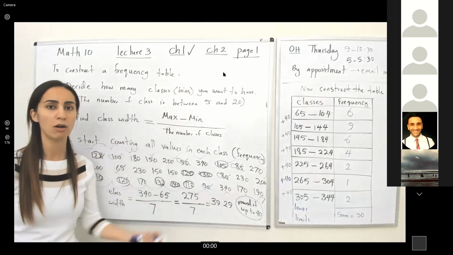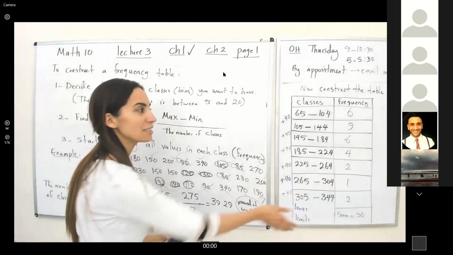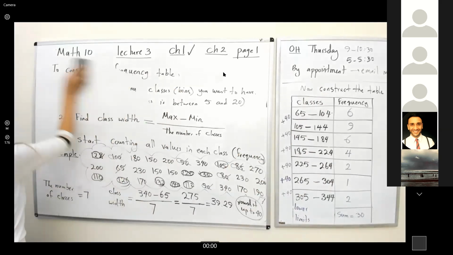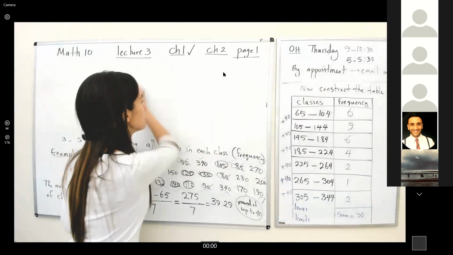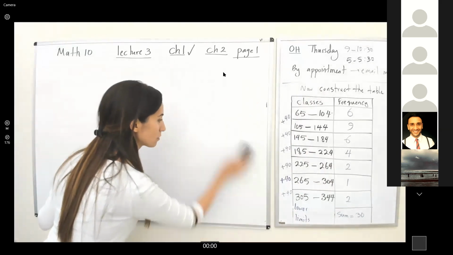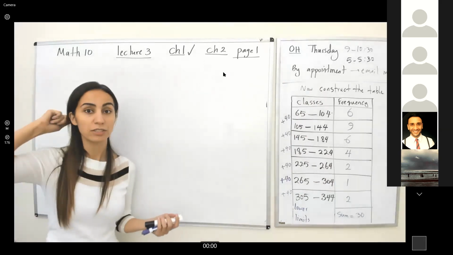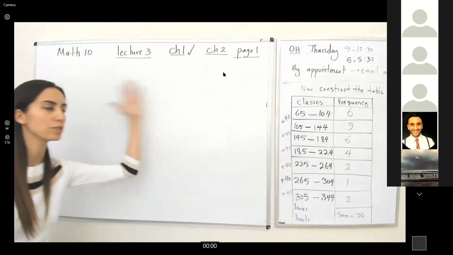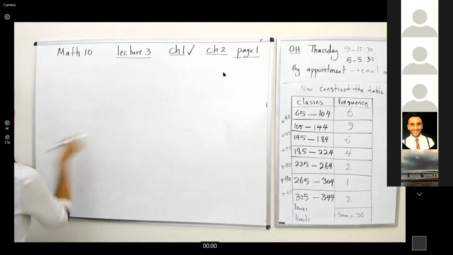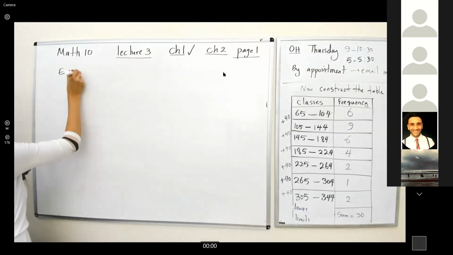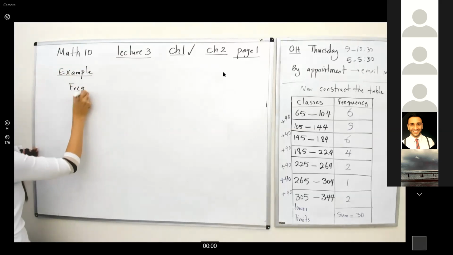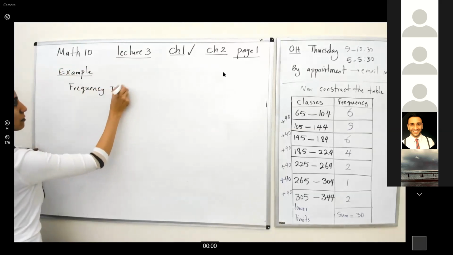Now, what's the use of it? The use of this table is to help us graph a histogram. Perfect. Before graphing the histogram, I'm going to move this table to the other side. This is our example. And now that you know how to construct your table, the frequency table is going to be here.